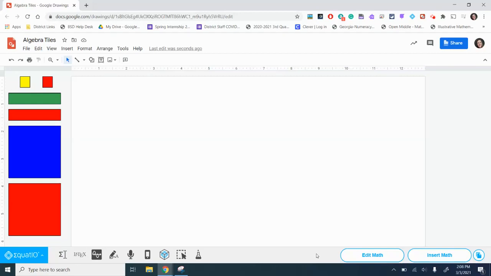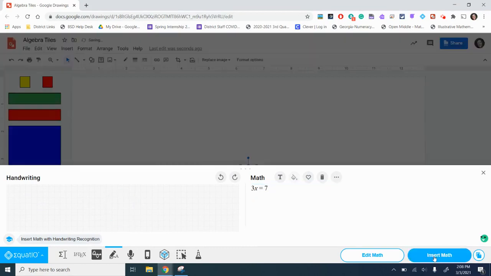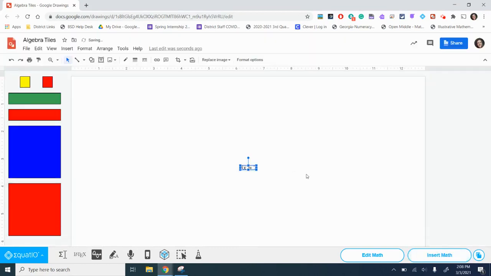Right, now we're going to look at another equation, and this one is 3x equals 7. So again, we'll go ahead and enlarge that, and we'll set up our workspace here. And then we will bring over some algebra tiles to represent what we're doing.